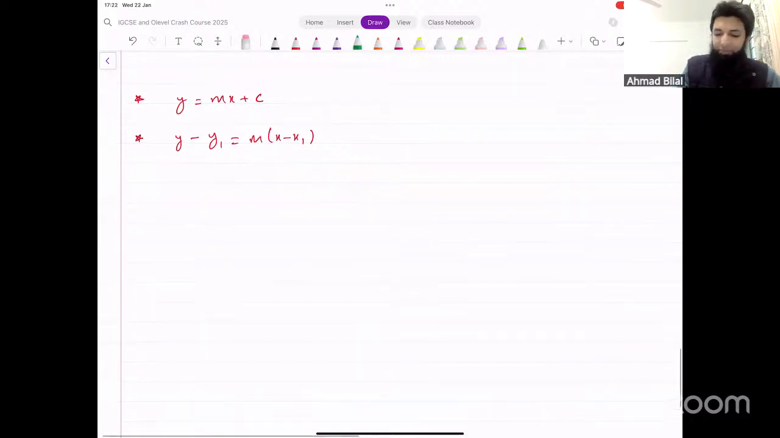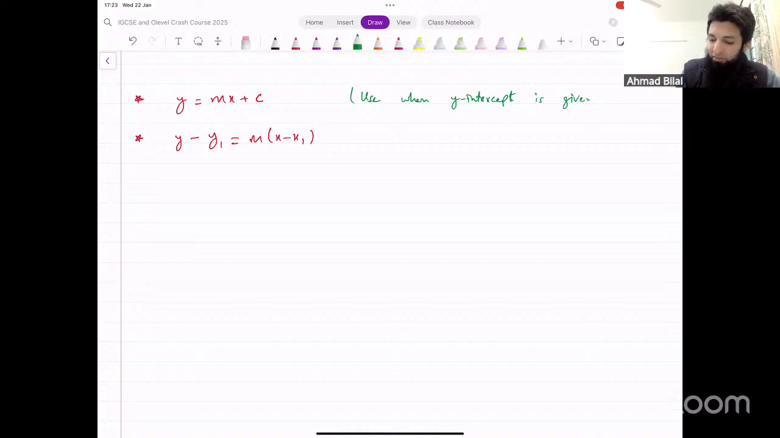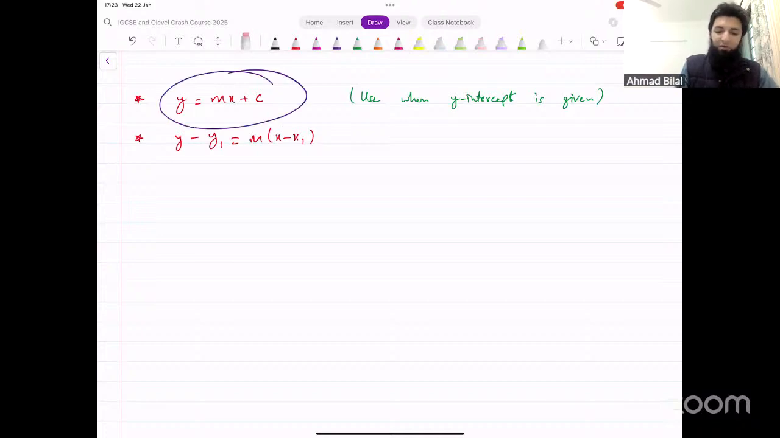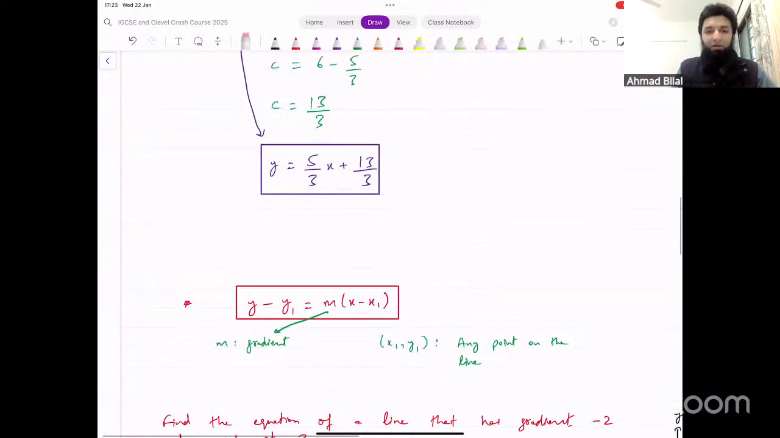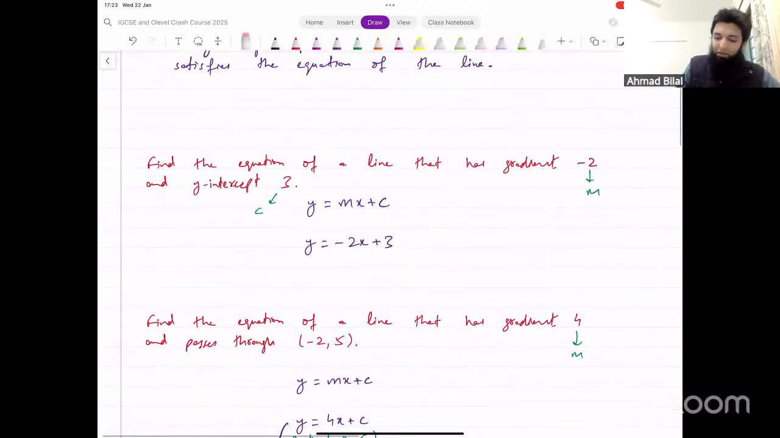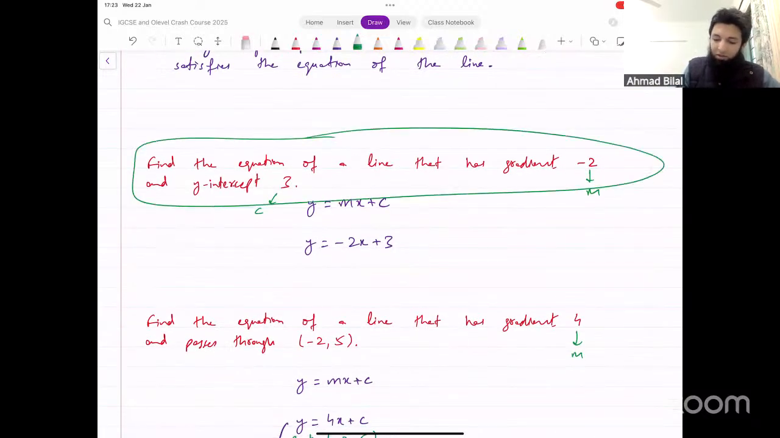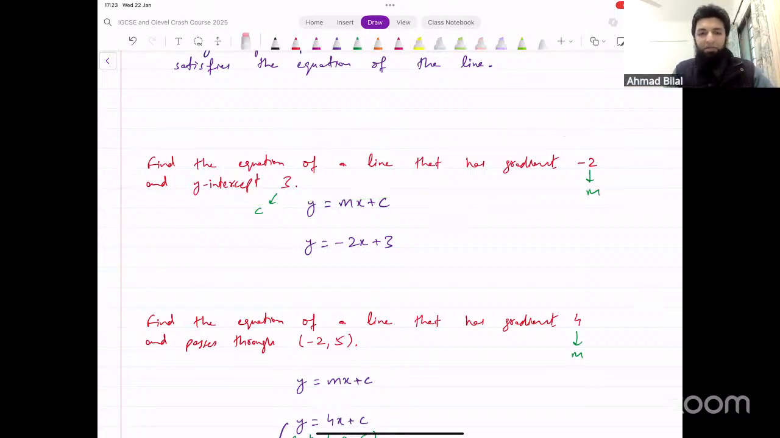However, the first one is going to be more efficient when the y-intercept is already known. When you know the y-intercept, that means you know the value of c already. Using this first form is going to be much quicker. And that was the first example that we did here. When the y-intercept was known, using y equals mx plus c was much quicker. It gave us the result in a single line.